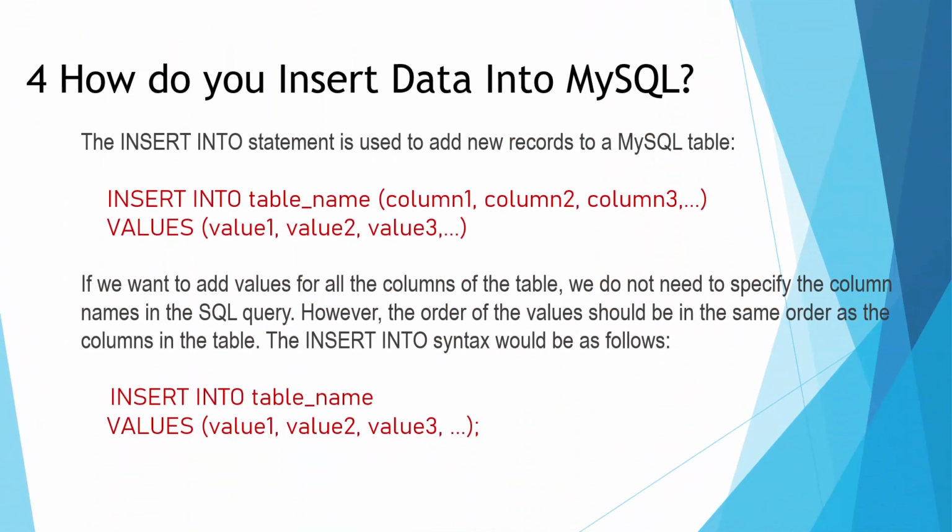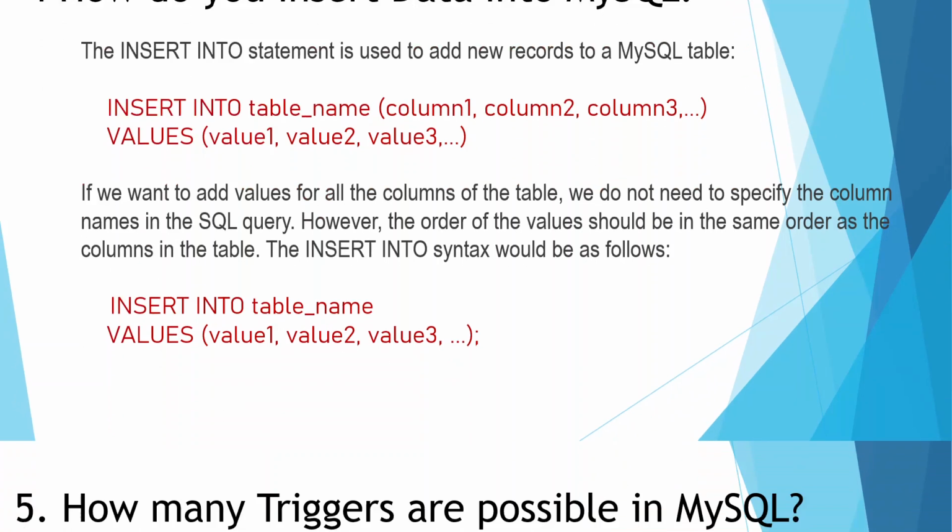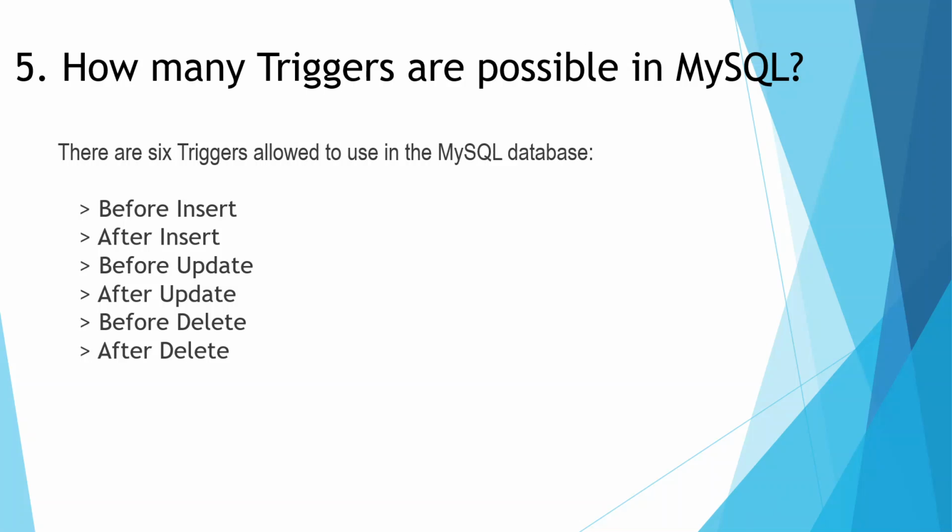The fourth question is, how do you insert data into MySQL? We can use the INSERT INTO statement to add new records into MySQL. INSERT INTO table name (column1, column2, column3) VALUES (value1, value2, value3). If you want to add values for all the columns, we don't need to specify the column names explicitly. We can use a simpler version: INSERT INTO table name VALUES (value1, value2, value3). And the fifth question is, how many triggers are possible in MySQL?